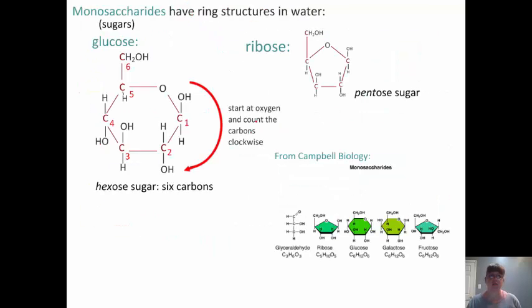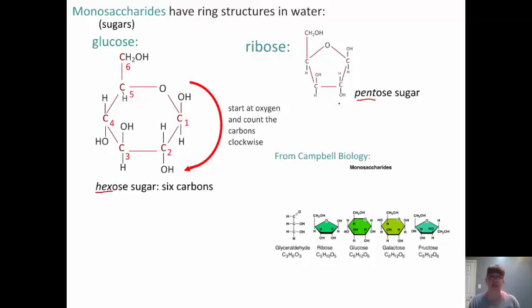All right, so most monosaccharides or single sugars have a ring structure when they are in a water or aqueous environment. Here are two common ring structured monosaccharides. We have glucose over here and ribose here. If you look, glucose is a hexose sugar and ribose is a pentose sugar. Most students believe that these names, pentose and hexose, have to do with their shape. While it does correlate to their shape, that's not actually how the name is gotten.